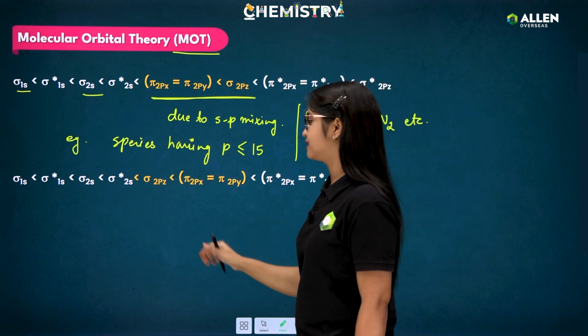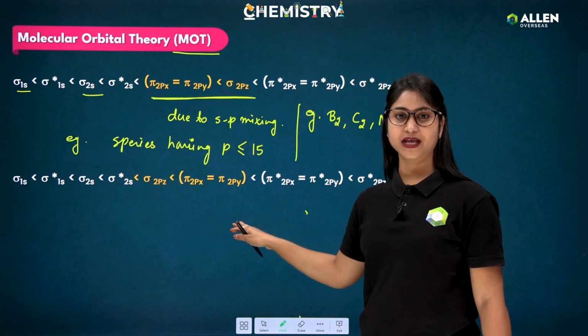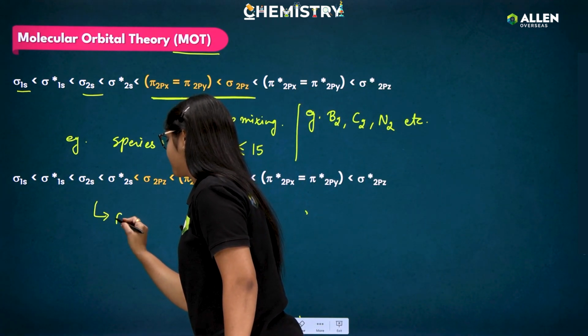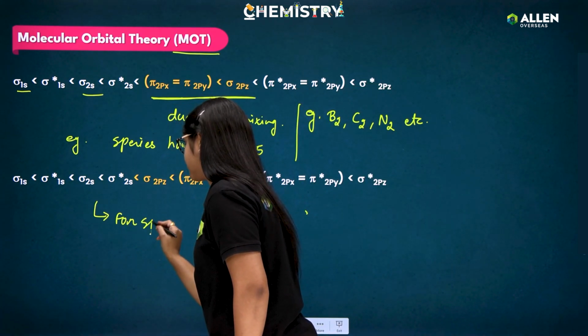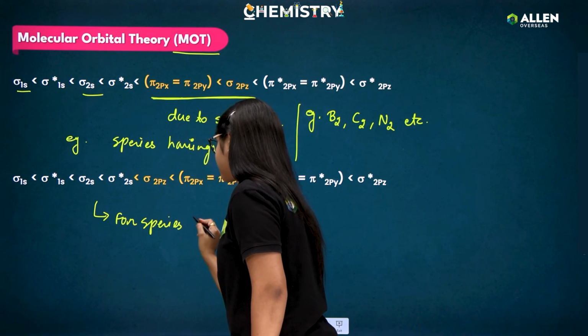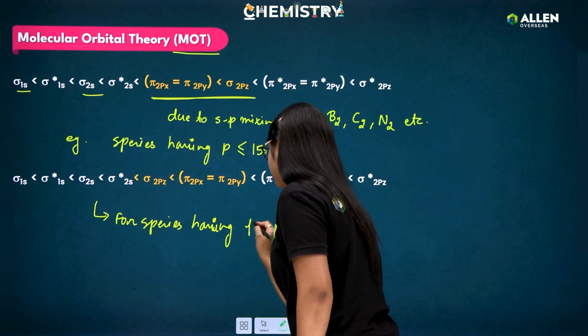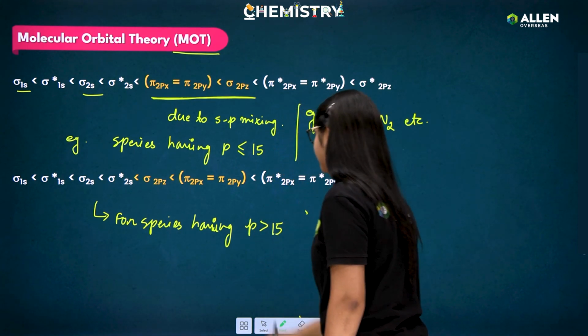Similarly, the second order is the normal order without sp mixing, and this will be applicable for species having protons greater than 15.